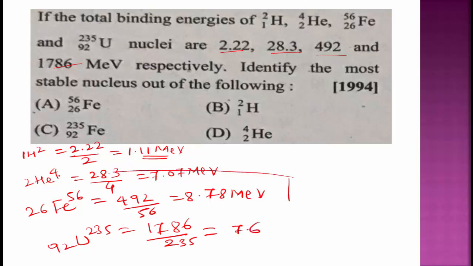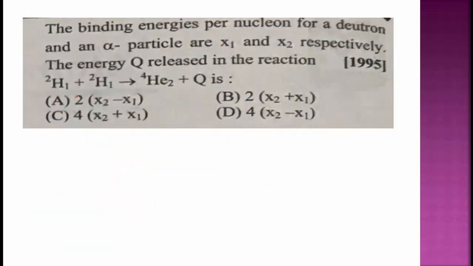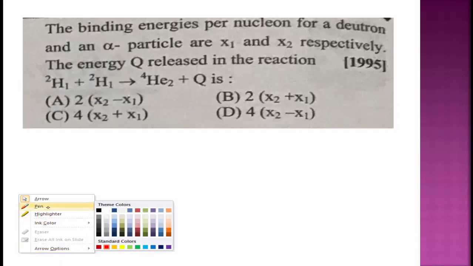Here iron is the most stable element. Iron is the most stable element in the periodic table. Among these, the stable nucleus is iron, that is 26Fe56. Option A is the right answer. And the next problem is on binding energy.